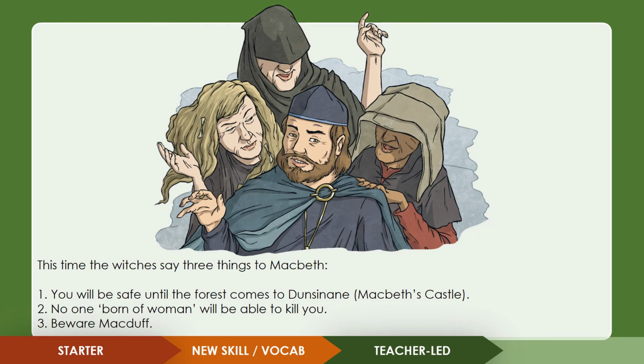So this time the witches say three things to Macbeth. So the first is that you'll be safe until the forest comes to Dunsinane, which is Macbeth's castle. This is such a strange thing to say that Macbeth feels safe, as he cannot think how an entire forest can move. So then the second thing they say is, no one born of woman will be able to kill you. So Macbeth starts to feel even more secure now, as he cannot think of anyone who is not birthed by a woman. And the third is simply, beware Macduff.